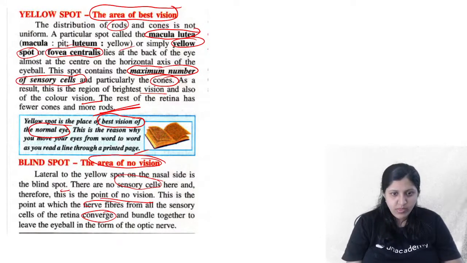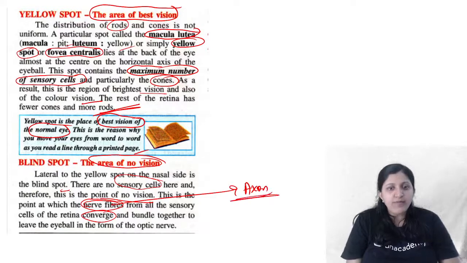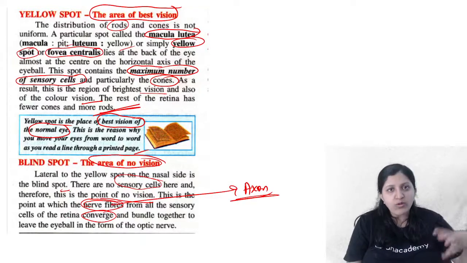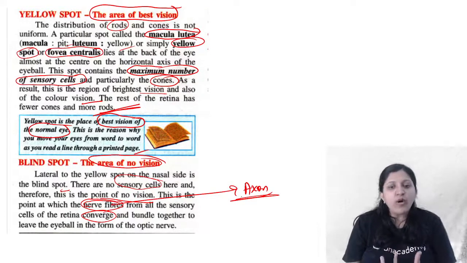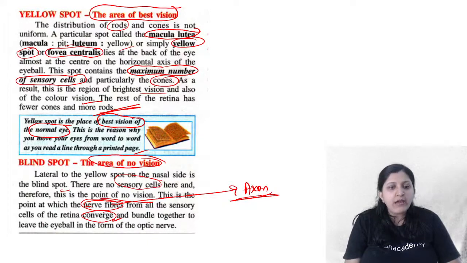Okay, so all the sensory cells of the retina converge and bundle together. These are nerve fibers. Nerve fibers means the axon part. From all the sensory cells, that is all the rods and cones, all these axons are coming from everywhere, and they will converge here. So basically the cells of the retina converge and bundle together and leave the eyeball in the form of an optic nerve.